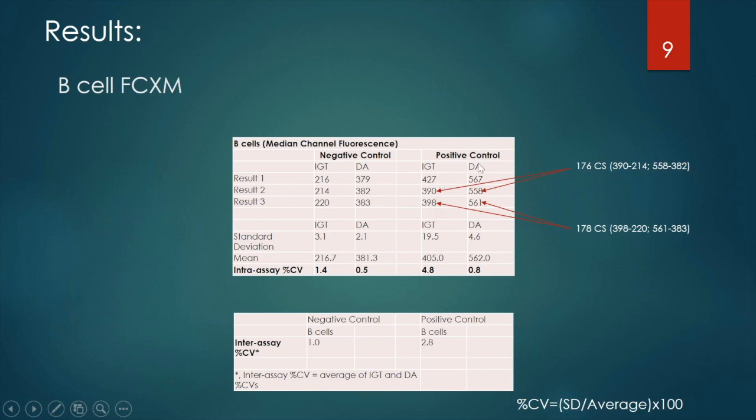This is in the same plate. And whereas for the DSL, it is 567, 558, and 561. So as you know, the channel shift is the MCF of your positive control or your test serum, where your negative control is subtracted from your test serum positive control MCF values. So 390 minus 214 for IGT method had given me 176 channel shift, whereas 558 minus 382 had also given me 176 channel shift. Coming to these values, 398 minus 220, 561 minus 383 had given 178 channel shift.